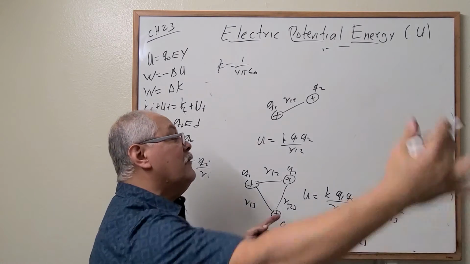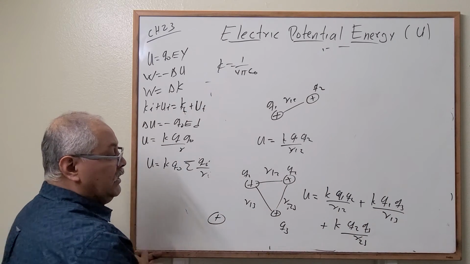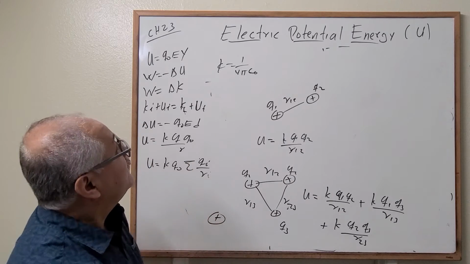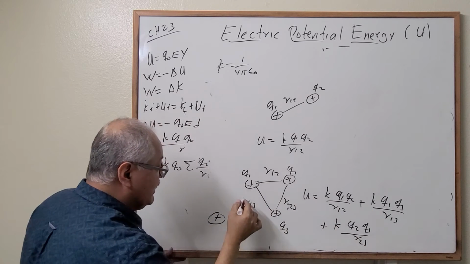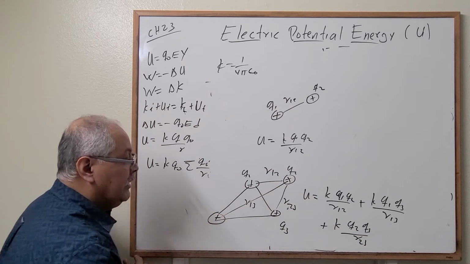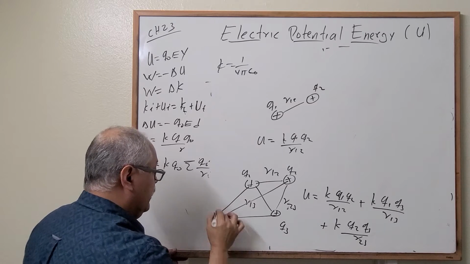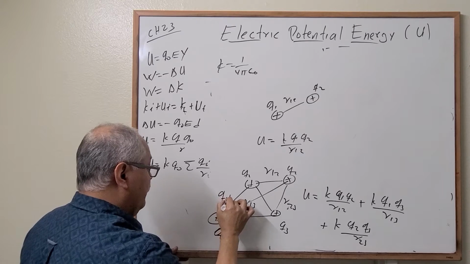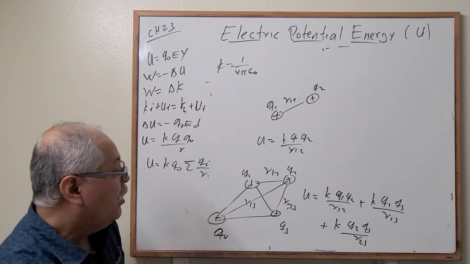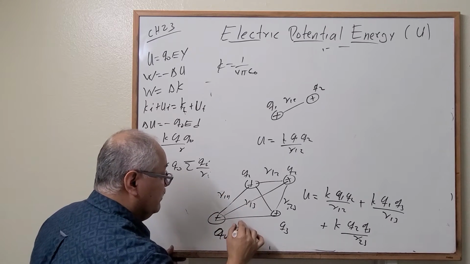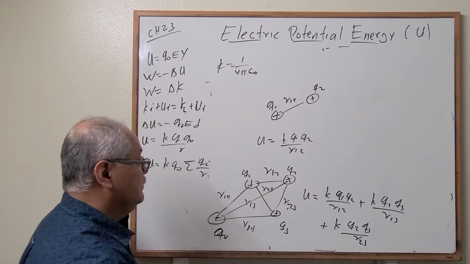Now let's bring another one from infinity to this position. What should be then the total electric potential energy of the system? Well, we have this one so far, plus now this new interaction. Let's call this Q4. We have R14, R34, and this is R24.